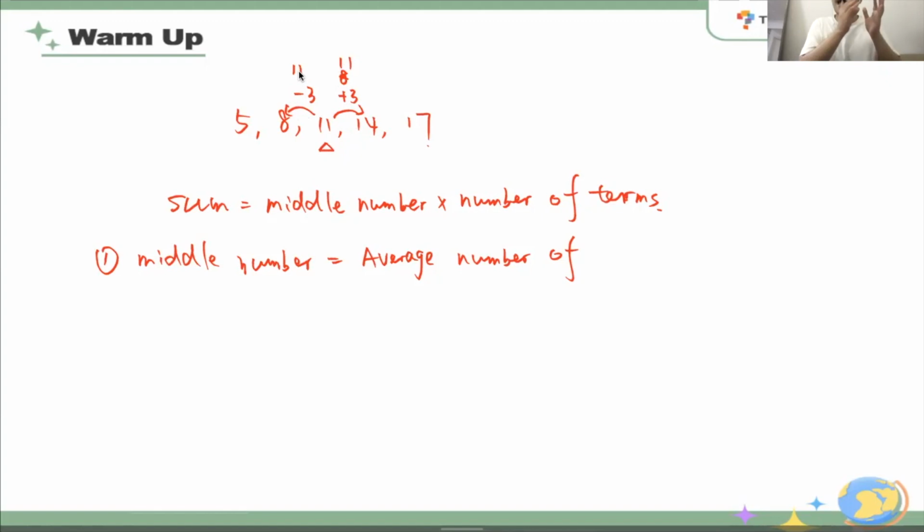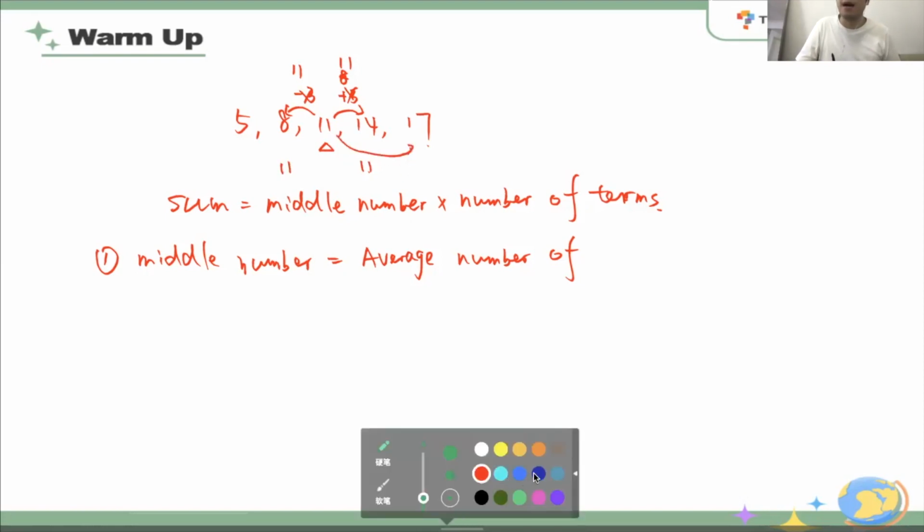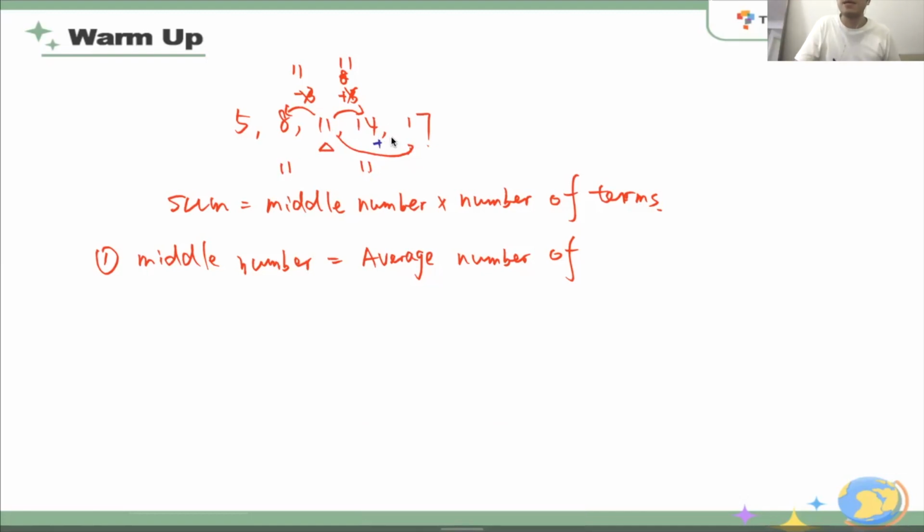And if we add 8 and 14, we just eliminate this minus 3 and add 3, right? We can just regard it as 2 lots of 11 added together. If that makes sense? And also, if we do 17, I will change to another color. That is 11 add 6. And what is 5? That is 11 minus 6.